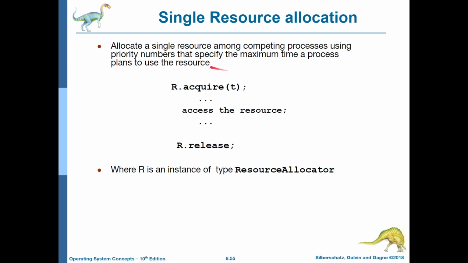Now we can use that priority to help us acquire a particular resource, to specify how much time a process plans to use that resource. So if a process plans on using a resource for a long period of time, the longer the time, the lower its priority becomes. If it's planning on accessing it very quickly, the higher its priority becomes.